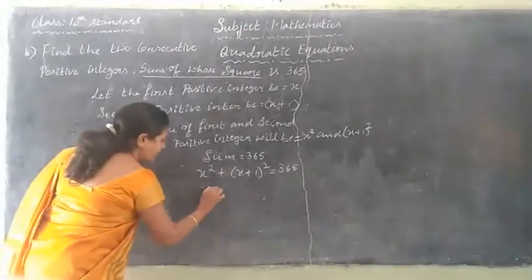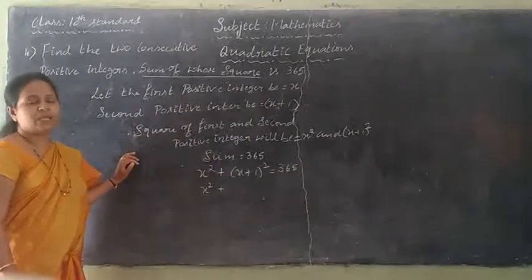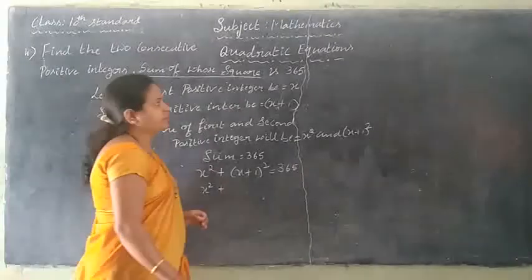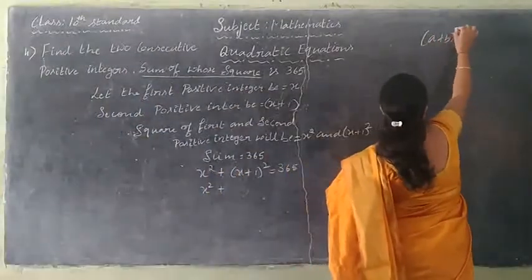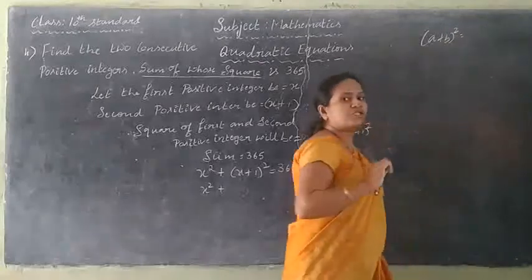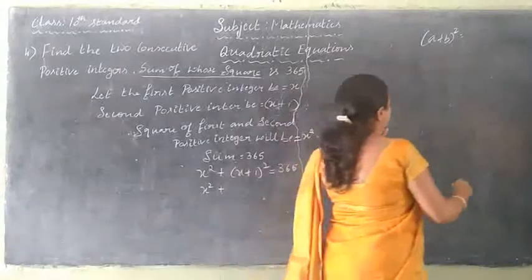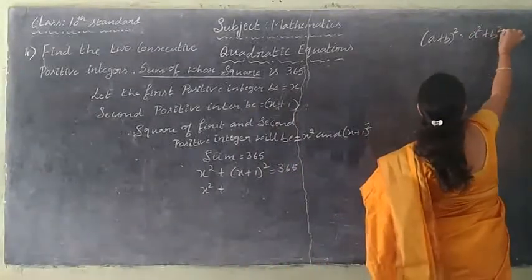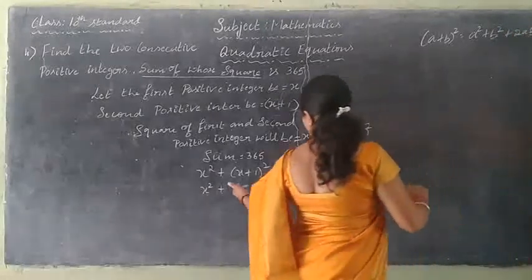Now, write down x square as it is. See this, (x plus 1) whole square is there, children. It is in the form of an identity, that is (a plus b) whole square. What is the expansion of (a plus b) whole square, children? Yes, it is a square plus b square plus 2ab.